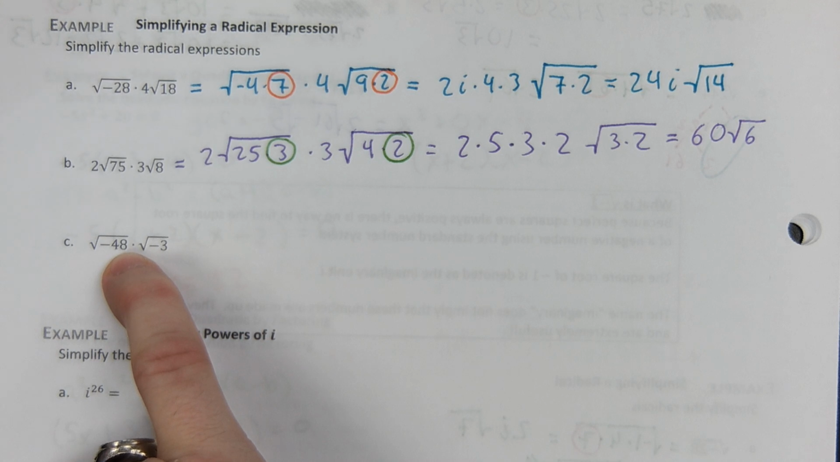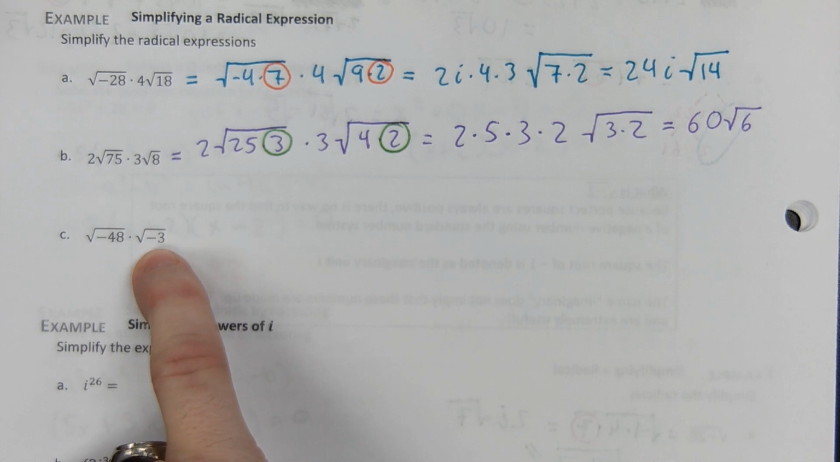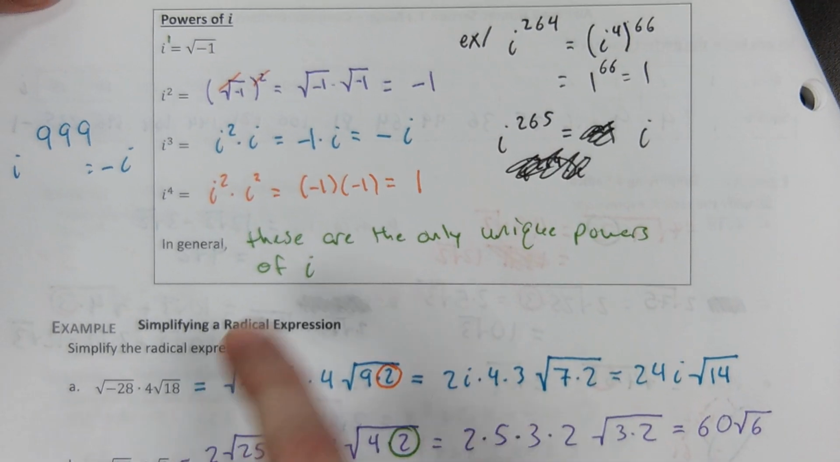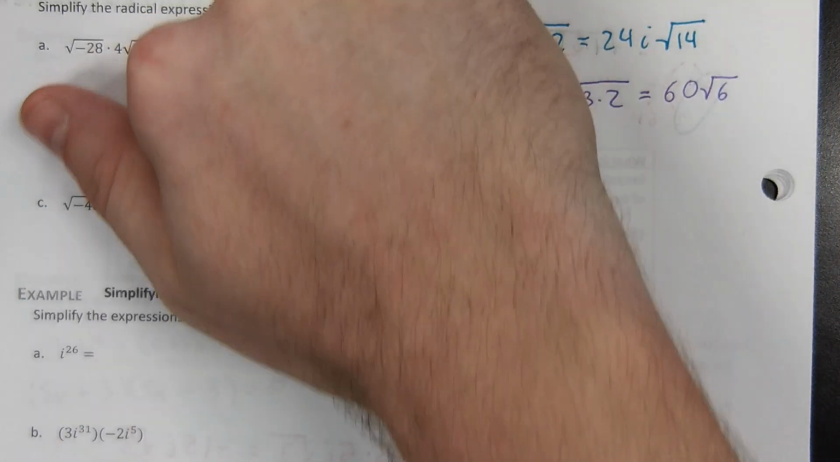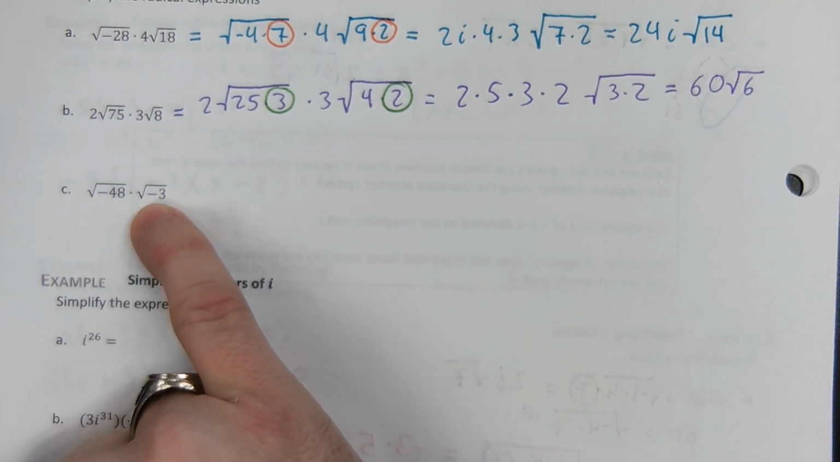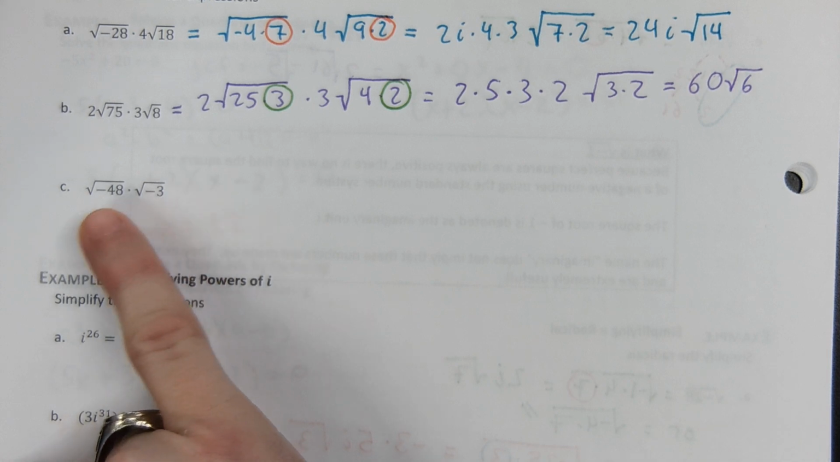The reason is that this square root has an imaginary component, and this square root also has an imaginary component. When you multiply those two, you're going to have an i squared somewhere, which is negative 1. But if you tried to combine this into one radical and say that this is the square root of negative 48 times negative 3, it would be the square root of a positive number. So it's a completely different answer. We have to simplify the individual radicals before we can combine them.